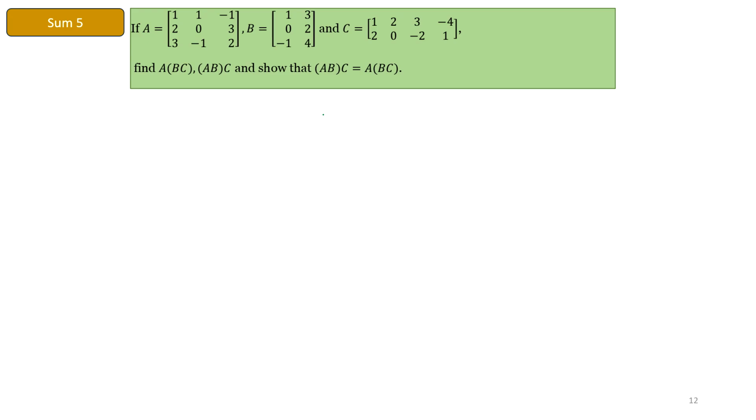Sum number 5. Three matrices A, B, C along with their elements are given in the problem statement. A is of the order 3 by 3, B is of the order 3 by 2, and C is of the order 2 by 4. The requirement given in the problem statement is find A multiplied by bracket open B into C bracket close and bracket open A into B bracket close multiplied by C. Show that these two matrices are equal.